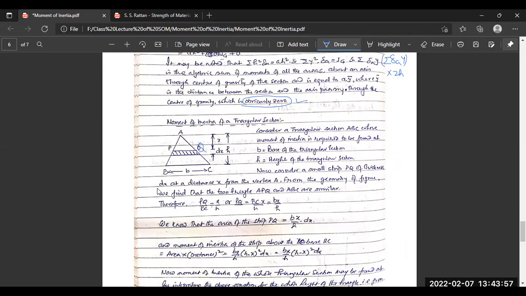So what you can find out is PQ divided by BC, that is the base of this triangle APQ divided by the base of this triangle ABC, which is equal to the height of triangle APQ, which is x, divided by the height of triangle ABC, which is h. So PQ is equal to BC multiplied by x divided by h, or B x divided by h.